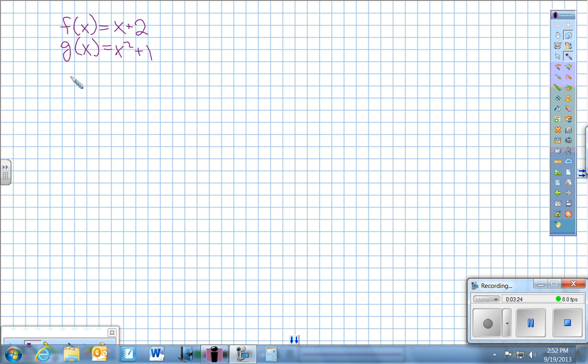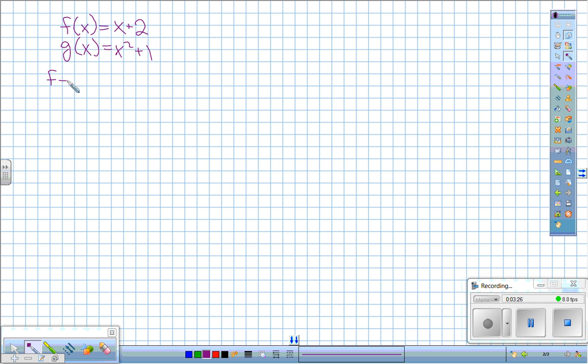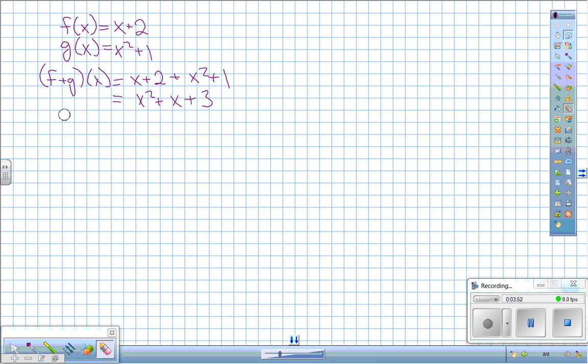They might also ask you to just find it of x, so it might look like f plus g of x. And all you're going to do is rewrite everything with actual x's, plus x squared plus 1. So this is f, this is g, and your final answer will look like x squared plus x plus 3. So just combine those like terms. You don't necessarily have to write f plus g of x on every line, but I like to see it on at least the first line and the last line. So if you only have 2 lines, you do have to write it on every line.